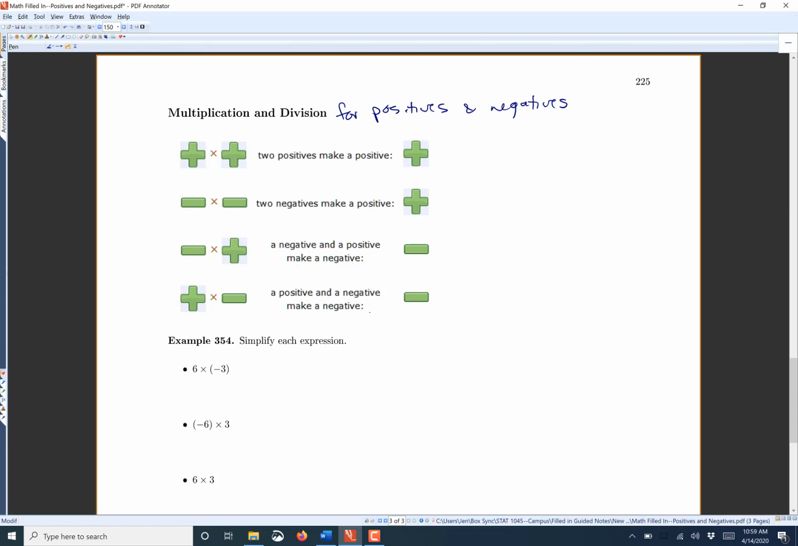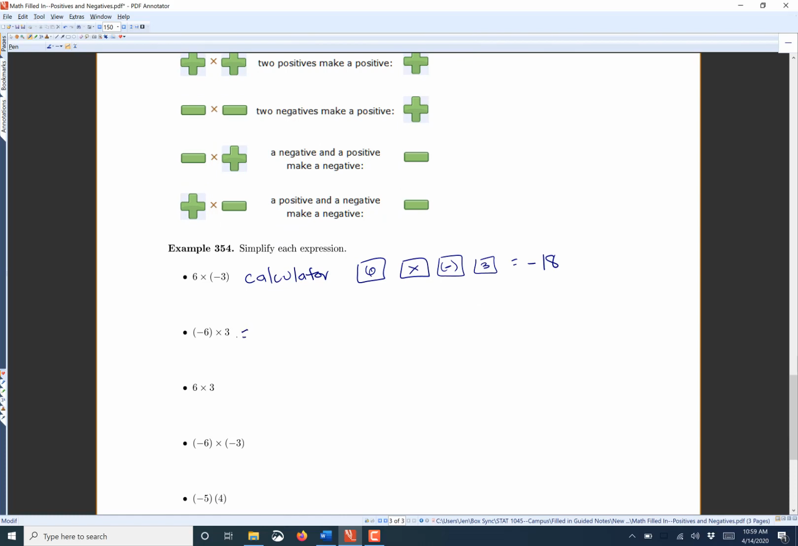So let's practice these. 6 times negative 3. Again, on your calculator, you'd push 6 times, and you'd have to do the negative button, 3. Okay, doing it in my head though, 6 times negative 3, a positive and negative will give me negative, so this will be negative 18. A negative times a positive will also be negative, so negative 18. Positive times positive will be positive. Negative times negative will be positive.